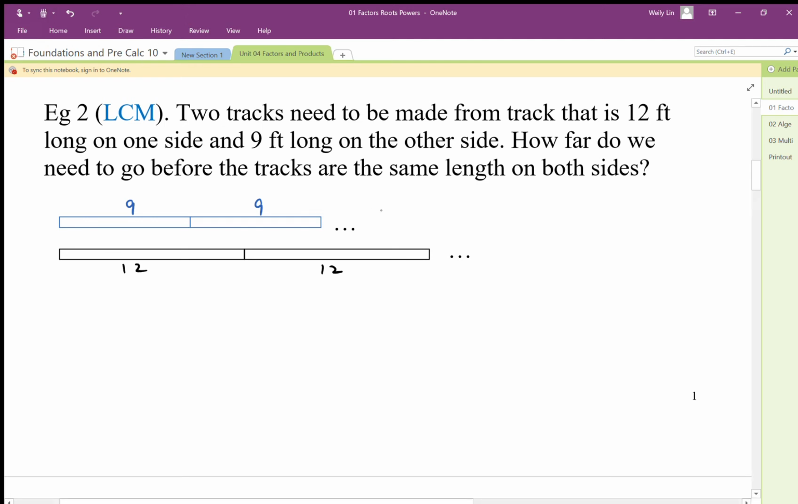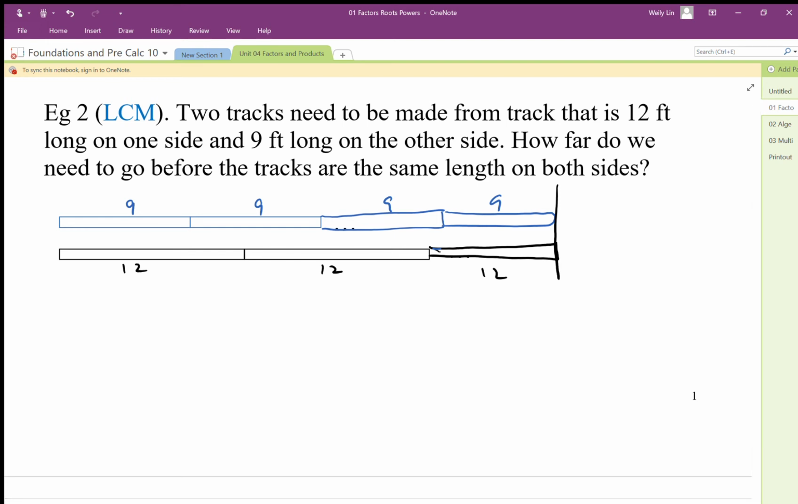We get 9, 9, another 9 here. That's going to be 27, 36. And if we do 3 sets of 12, we get the 36 as well. Okay, so then at 36, we know that both tracks start and end at the same point. So this is the lowest common multiple, 36, and we know now that once we get the lowest common multiple, if we go another 36, we're going to end up with the same multiple. So we can kind of measure this out and do it.